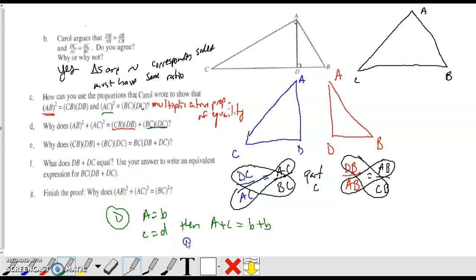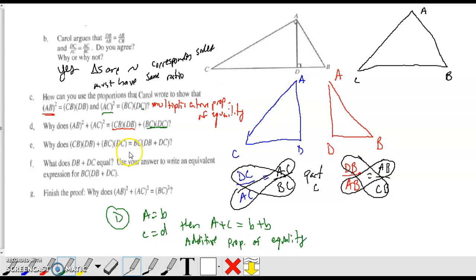The property known as the additive property of equality, not that you have to remember that, but that's technically the property that we're using. Okay. All right, so let's jump to E.